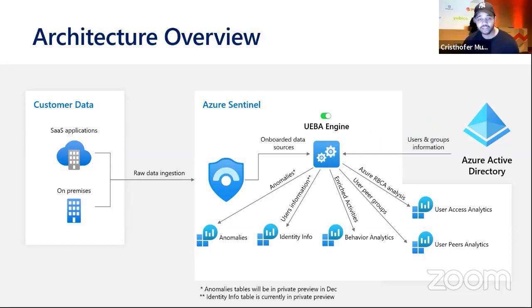Once we get that data into Azure Sentinel and we get the UEBA agent turned on, we are using Azure AD as the source of trust to obtain the users and groups and additional information to create that standard profile. Once we do that, it goes into the engine. That engine provides us different tables. We have the anomalies tables that provide us deviations. We have the identity info table, which I'm going to go into a bit. That basically stores a snapshot of the user profiles within the organization. The behavior analytics provides us the deviations when it comes to the profile. And we also have the user peer groups where we do the peer comparison across the environment as well.